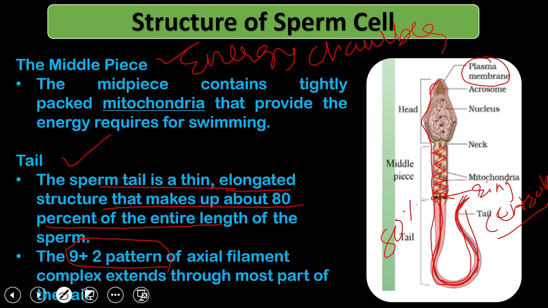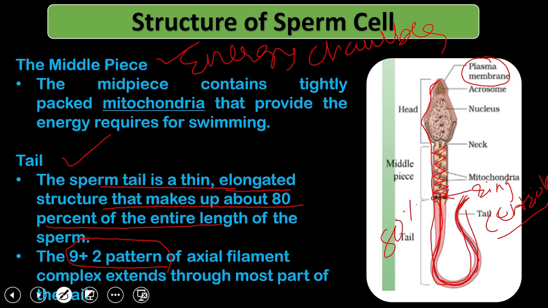9+2, that is 9 pair doublets are arranged in a circle around the central pair, around the two isolated microtubules which are present in the center. So that's why it is called a 9+2 arrangement. That axial filament passes from the middle piece through most of the tail, and it is responsible for the motility of the sperm. So these are the various parts of the sperm.